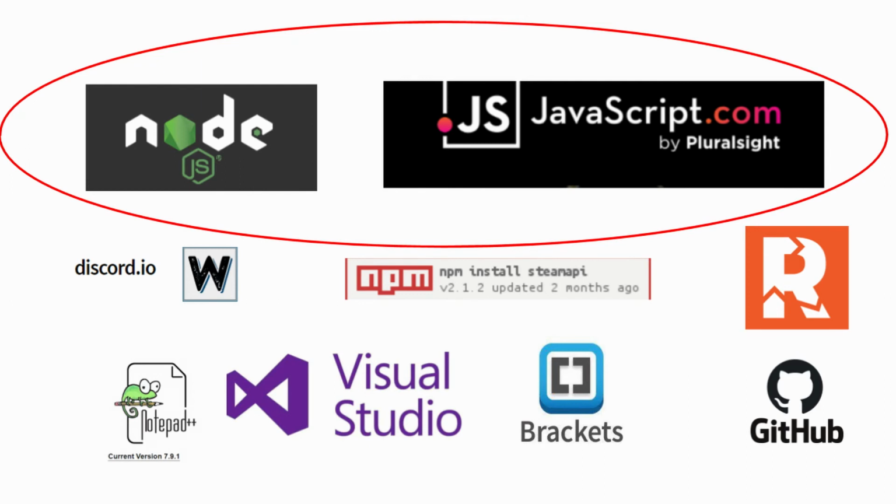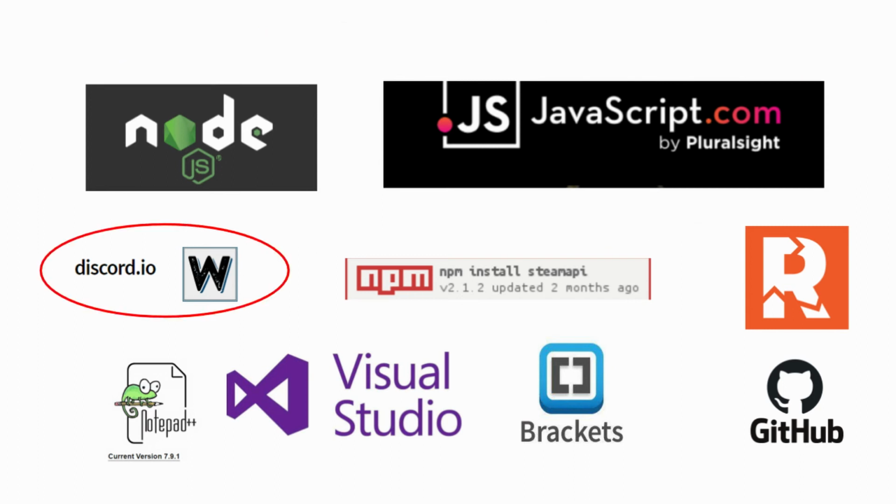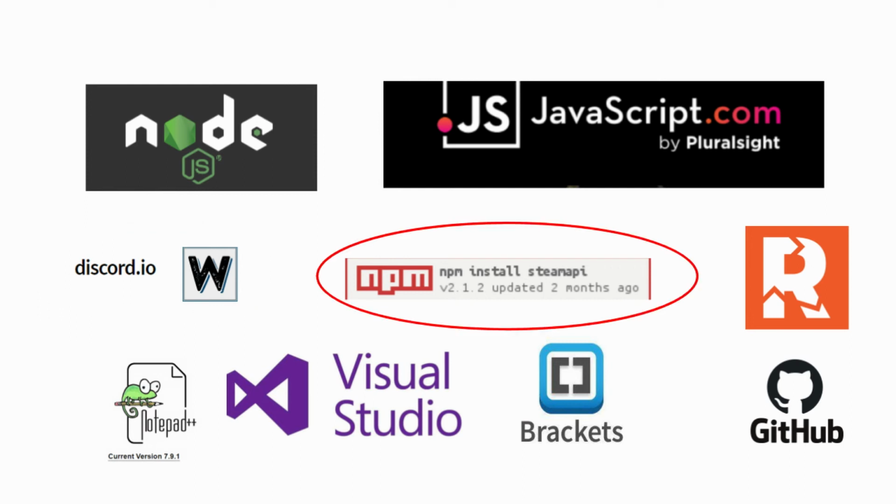The primary technologies we used in developing our bot were Node.js and JavaScript. Node.js provides a runtime environment for JavaScript. This allows JavaScript to be used to build network applications. Discord IO and Winston are Node.js libraries. Discord IO enables our bot client to communicate with the Discord server. Winston allows for logging. Steam API was needed for pulling information on games from Steam.